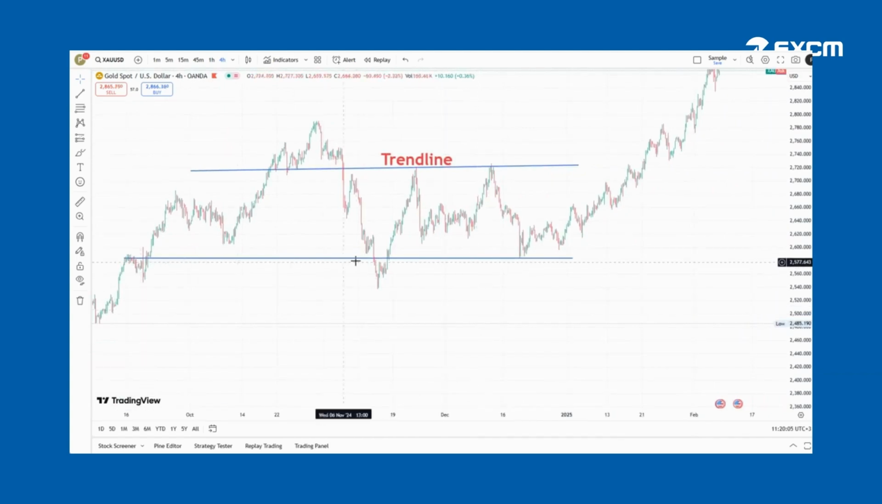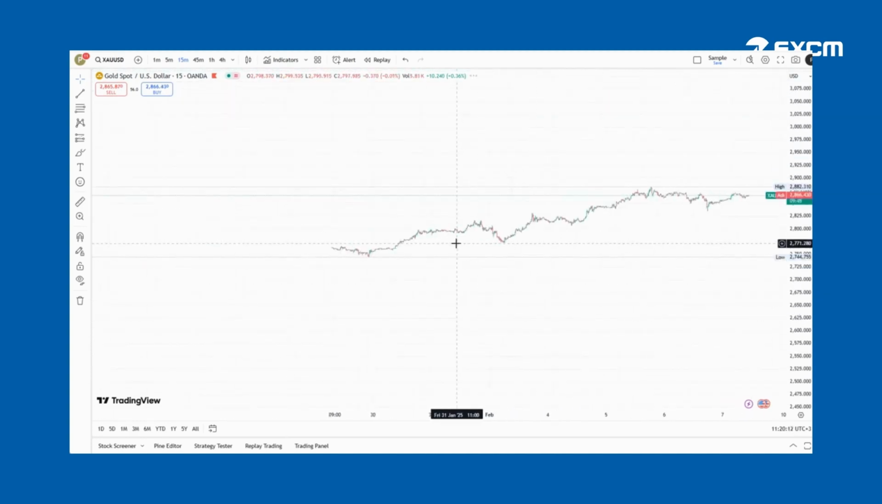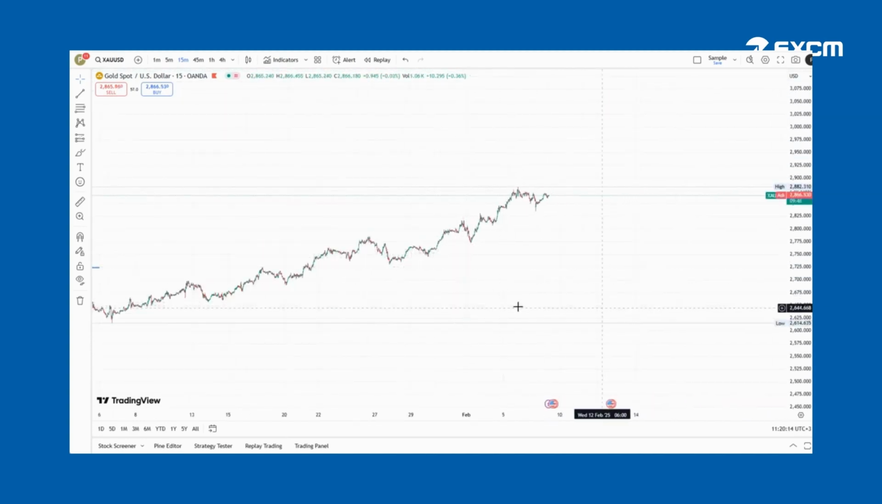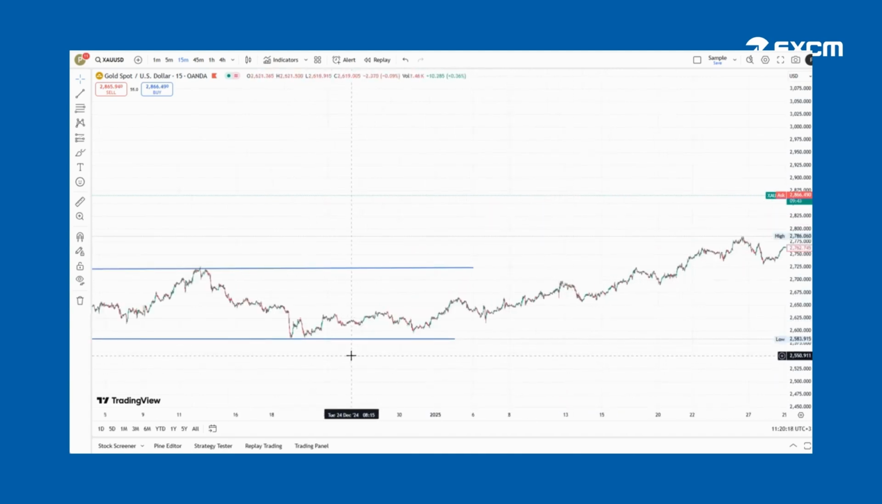5. Confirm the trend line. A valid trend line should be tested at least 2 or 3 times by price action. If price respects the trend line, it becomes a reliable level of support or resistance.